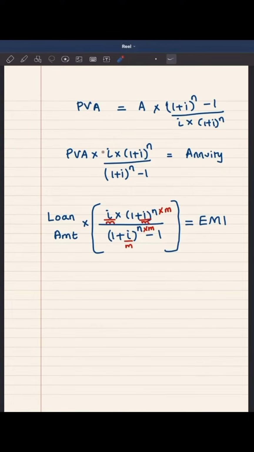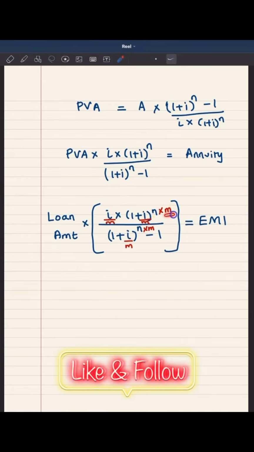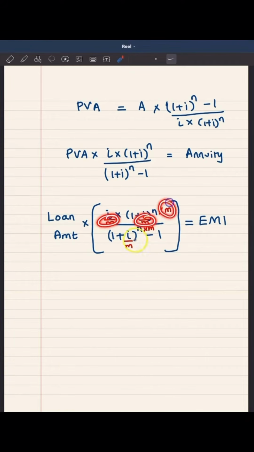But here our focus is finding EMI. In EMI, the focus is equated monthly. So we will modify this formula to find out EMI. That is, wherever i is involved, we have to divide it by the number of months. So wherever i is there, we'll divide it by m, which stands for number of months. And wherever n is there, we'll multiply with m, which is again number of months. So here you can see in 3 places or 5 places, I'm making the adjustments.